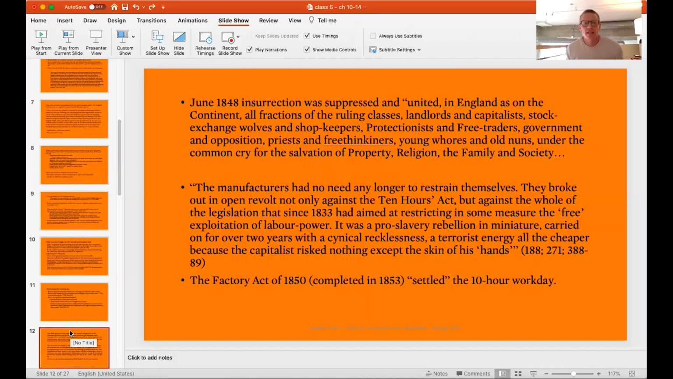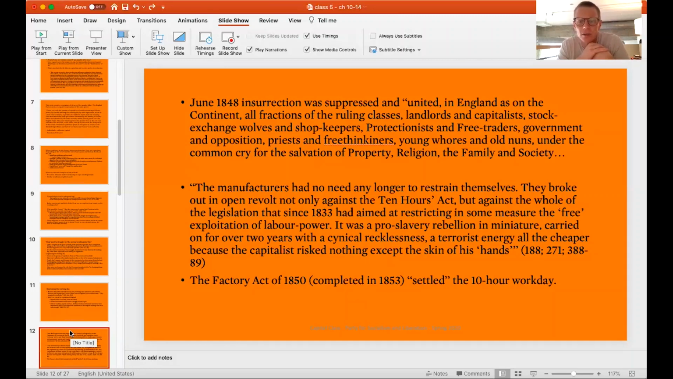The June 1848 insurrection was suppressed, and it united, Marx says, all these various elements of the ruling class, right? And even the church, because basically concessions could be granted up until a point. And at some point, the contradiction between capital and labor becomes more important than the contradictions between the capitalists and the landlords and the church. The church is also, of course, a big owner of land at this time.